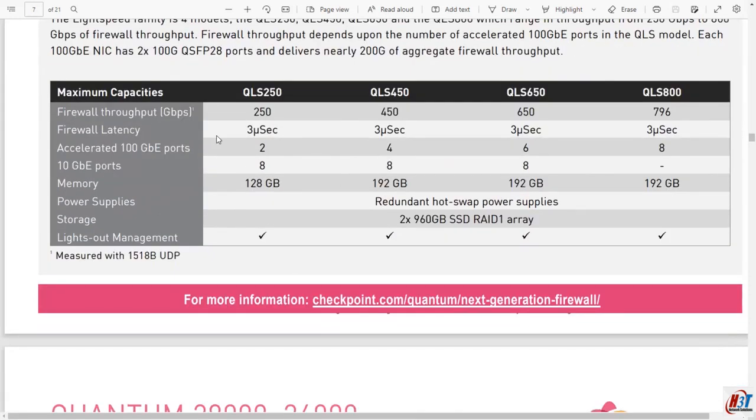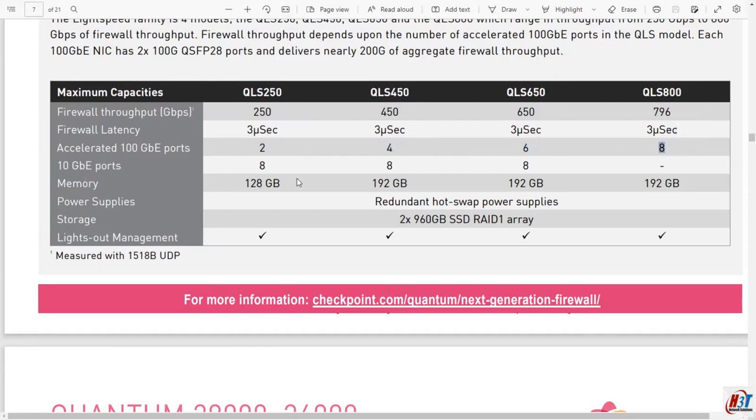Talking about the comparison between them, if you look on the throughput side, you will see a difference. You can see it's in Gbps, so 250 Gbps for the 250, 450 Gbps for the 450 model, 650 Gbps for the 650 model, and 796 Gbps throughput for the 800 model. The latency is similar for all of them, and then you have the accelerated 100 GB ports. The 250 gets only 2, the 450 gets 4 ports, likewise 650 gets 6, and 800 gets 8 ports.